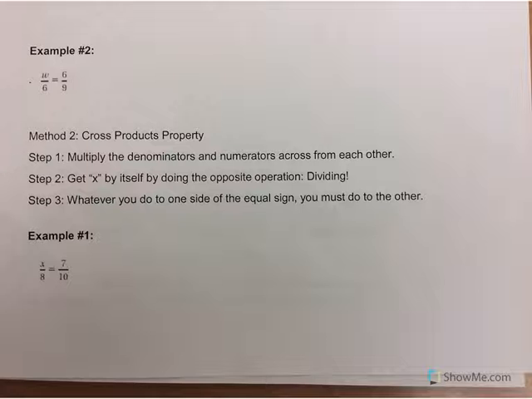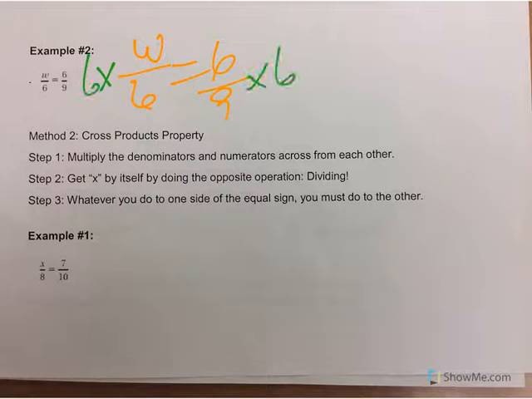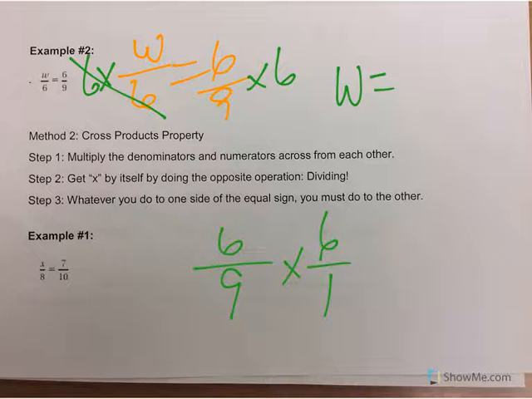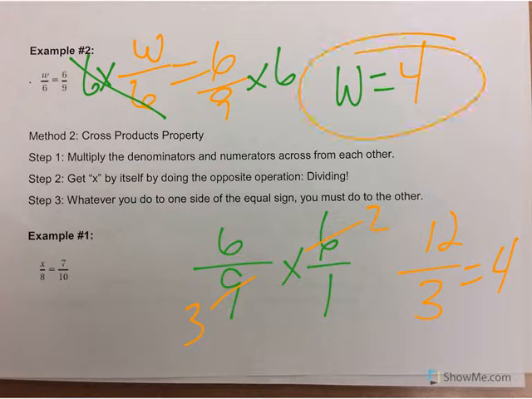We can look at a second example of that, where you have w over 6 equals 6 over 9. So again, w is being divided by 6, so we would multiply both sides by 6. These 6's cancel, so w is by itself. And then you have 6 over 9 times 6 over 1. Do your cross factoring. 3 divides 6 twice and 9 3 times. 6 times 2 is 12. 3 times 1 is 3. And then simplify that fraction. 12 over 3 equals 4. So we get w equals 4.